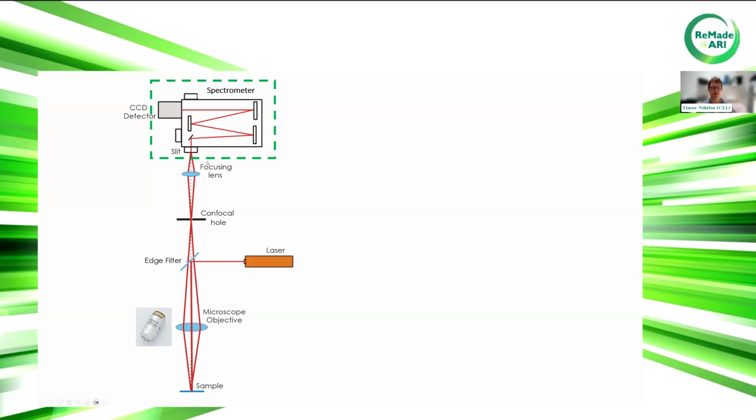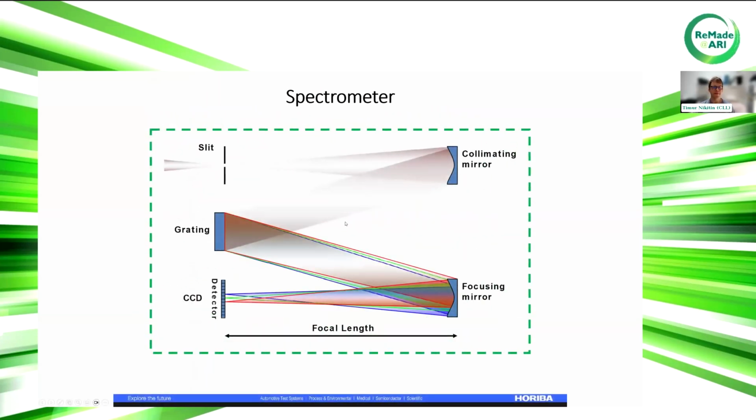But our light is still not spatially resolved, so it's on the same path. We need to somehow spatially resolve the light before we put it on the detector. So this is the function of the spectrometer. Here the light comes to the spectrometer and then passes. The main optical element here is the grating, which spatially distributes the light based on the frequency. So it can be focused on the detector in different points, different pixels of the detector. And here the important aspect is the focal length.